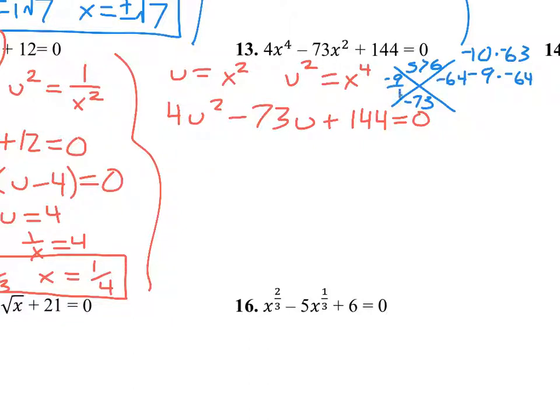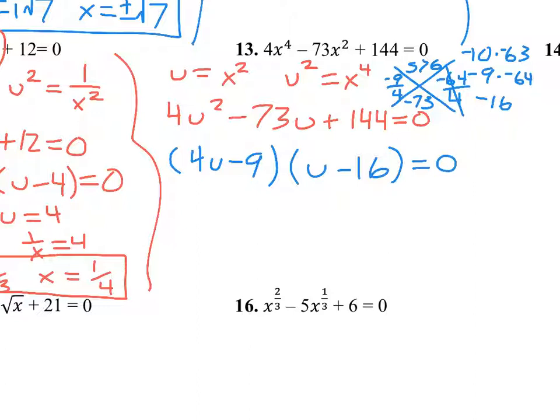I divide both of those by 4. This one reduces to negative 16. So my binomials are going to be 4u minus 9, that's if I do the bottoms up, and u minus 16.